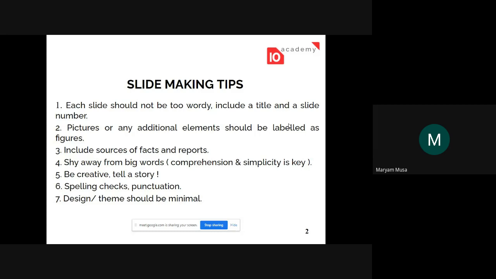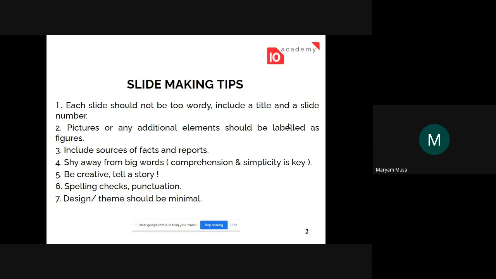Unlike an essay, where you can go ahead with words and paragraphs, a presentation, slide, or storyboard shouldn't have so many words. Each slide should have its own title. Like this slide you're looking at, the title here is slide making tips. So for every slide, you should put a title there. It should also include a slide number. This slide has number 2 as its slide number.